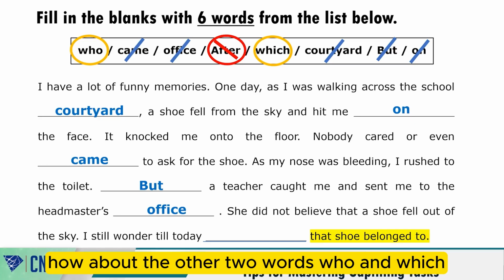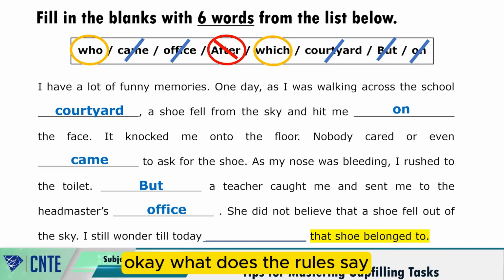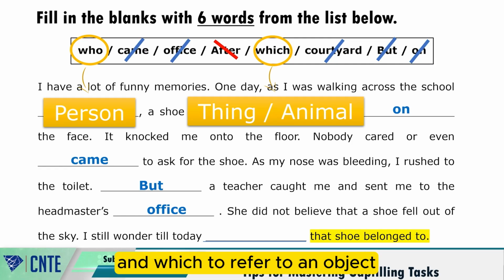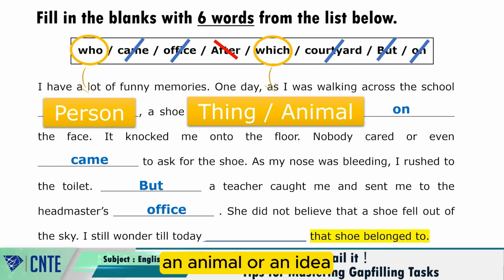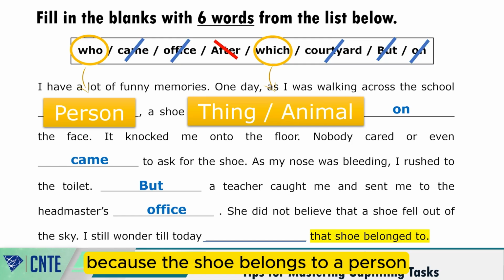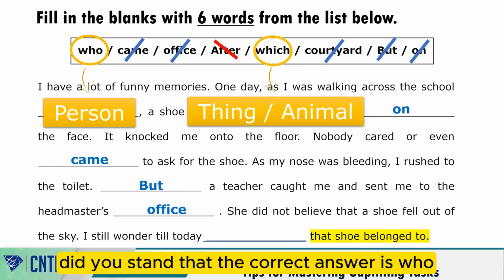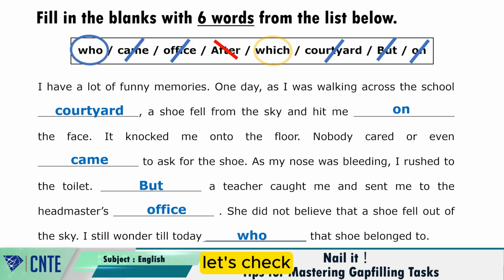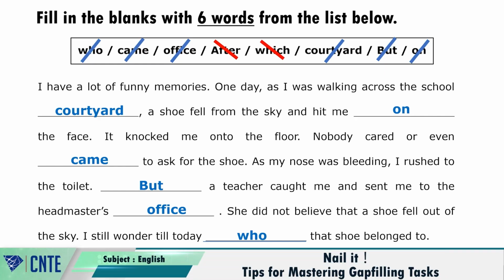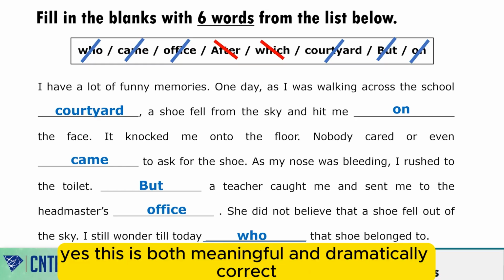How about the other two words, who and which? Okay, what does the rule say? We use who to refer to a person, and which to refer to an object, an animal, or an idea. From the context, it is obvious that we are talking about a person, because the shoe belongs to a person. Deduce then that the correct answer is who. Let's check. I still wonder till today who that shoe belonged to. Yes, this is both meaningful and grammatically correct. Perfect.